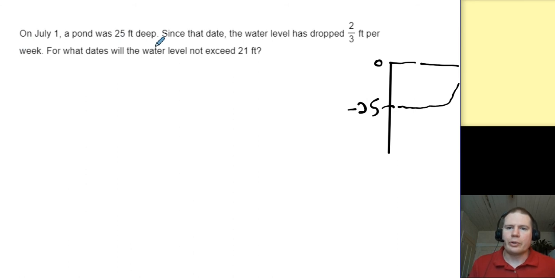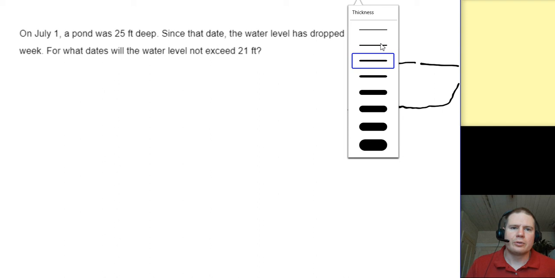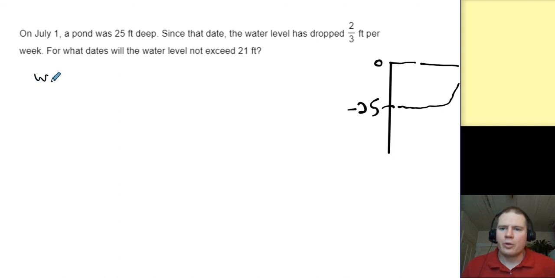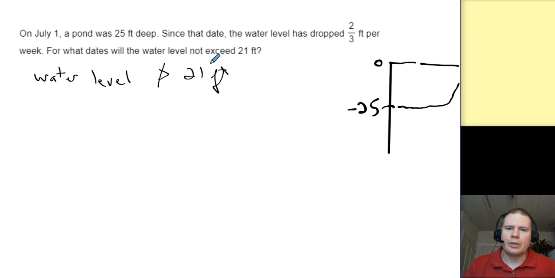For what dates will the water level not exceed 21 feet? We've got to think. There's a lot of double negatives. Dropping, not. Okay, let's see what's going on here. For what dates will the water level not exceed 21 feet? So the water level, not exceed, so not greater than 21 feet. Now we tend not to use the not with the inequality symbol, so if it's not greater, it could be less, or it could be equal to, right? Not exceed, it could be 21, 21 does not exceed 21, or it could be less than 21.